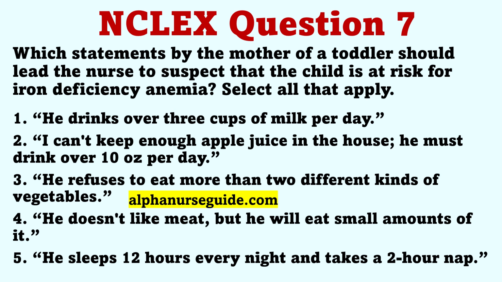The correct answers are 1 and 2. Toddlers should have between 2 and 3 cups of milk per day and 8 ounces of juice per day. If they have more than that, then they are probably not eating enough other foods, including iron-rich foods that have the needed nutrients. Food preferences vary among children. It is acceptable for the child to refuse foods as long as the diet is balanced and contains adequate calories. The child is obtaining a normal amount of sleep.